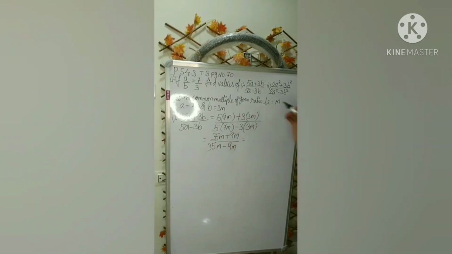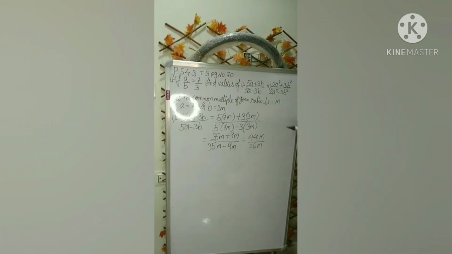So what will be the answer of 35 plus 9? As these are like terms, both are M, so like terms can be added. If you add them, 35 plus 9, the answer is, sorry, 44M upon 35 minus 9, which is 26M. Now, what do you think, students?